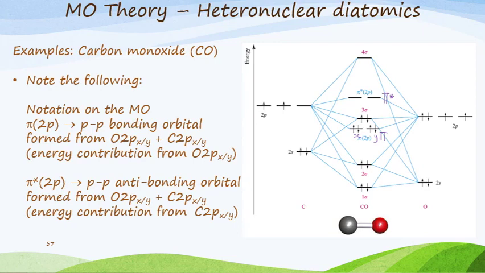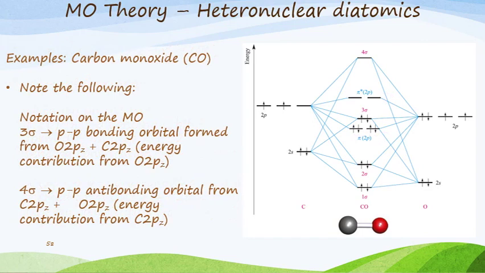Okay, and then you have the 2px and 2py of the respective atoms formed in this manner, and you can see that because the pi bonding orbital is lower in energy than the sigma, it indicates that there's orbital mixing, which I've already explained.